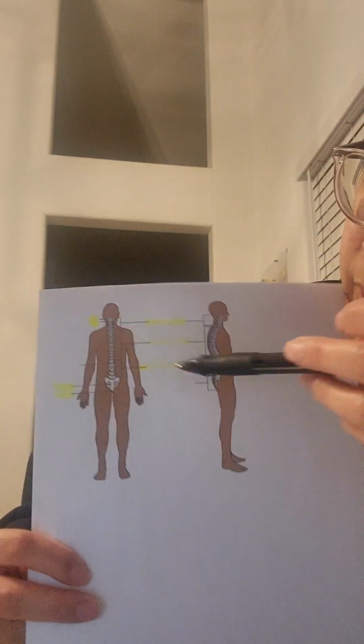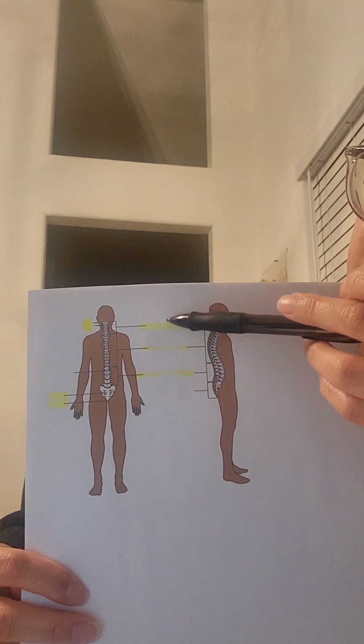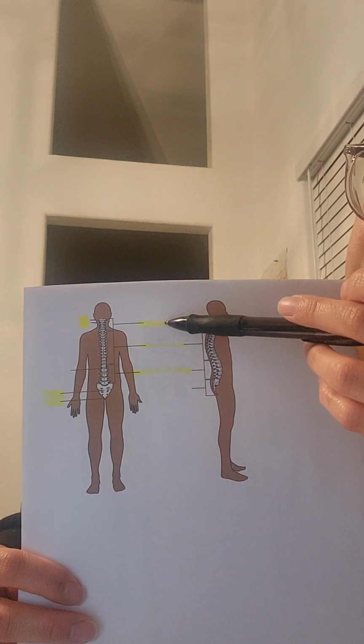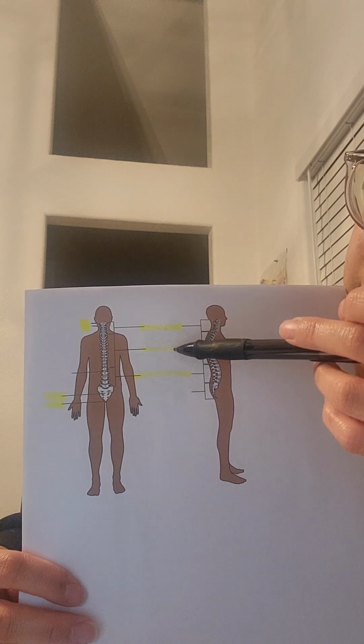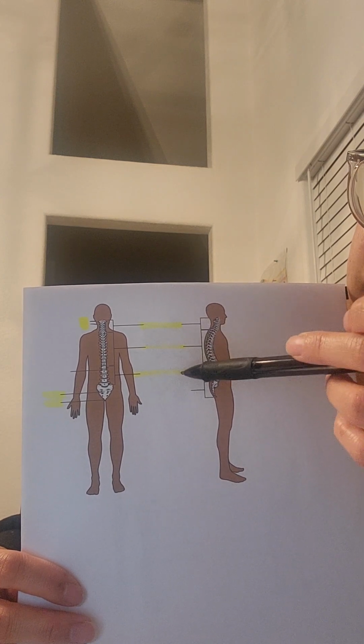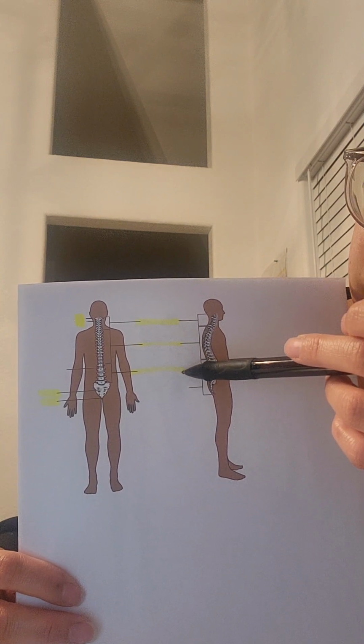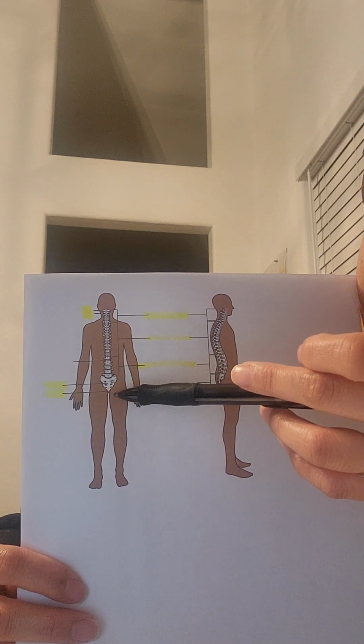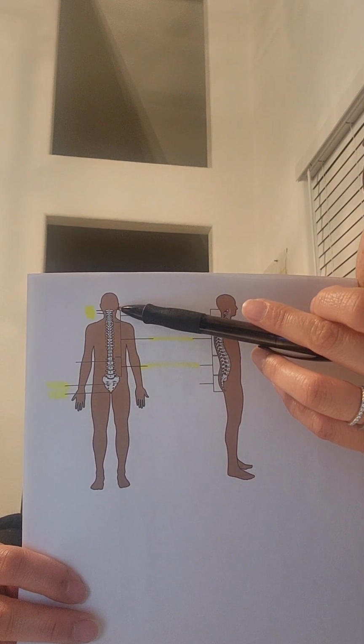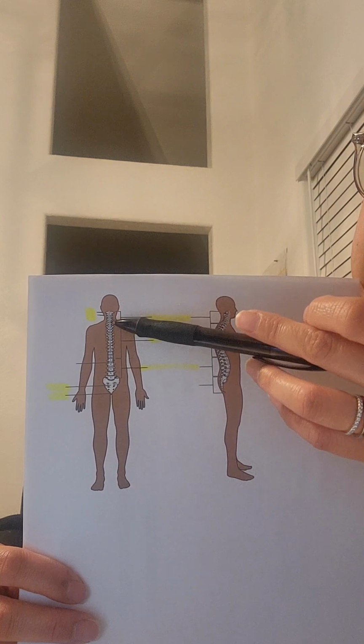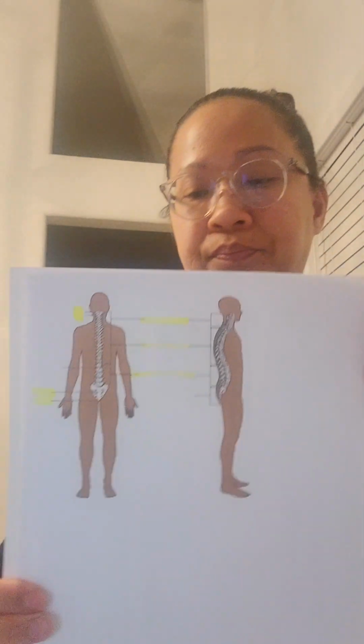Here is the vertebrae. C1 to C7 is the cervical. T1 to T12 is the thoracic, L1 to L5 is the lumbar, sacrum, coccyx. C1 is the atlas, and C2 is the axis.